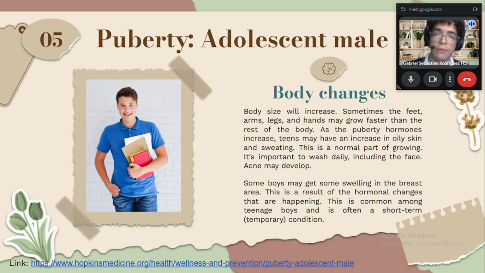Next is the fifth point: puberty in the adolescent male. In this part, I collected the most important information about body changes that occur in the adolescent male in puberty. So, right here it says body size will increase, like I said earlier: chest, shoulders, arms, legs, etc. Sometimes the feet, arms, legs, and hands will grow faster than the rest of the body. This is completely normal. And as puberty hormones increase, teens may have oilier skin and sweat more.